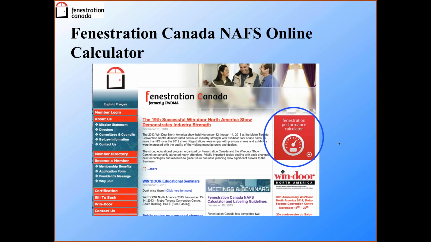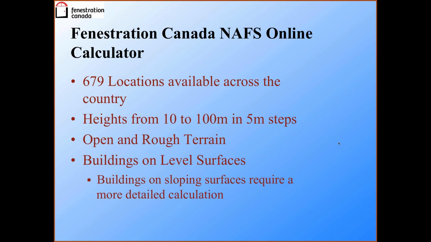Next step then, I want to talk about the Fenestration Performance Calculator that's been added to the Fenestration Canada website. If you go to fenestrationcanada.ca, you'll find this button on the main page. By clicking that button, you're going to jump into the calculator that has 279 locations right across Canada, available heights of windows above the ground from 10 meters to 100 meters in 5-meter step sizes. It talks about open and rough terrain, which is covered in the building code and the Canadian supplement. And then it works for buildings on level surfaces.